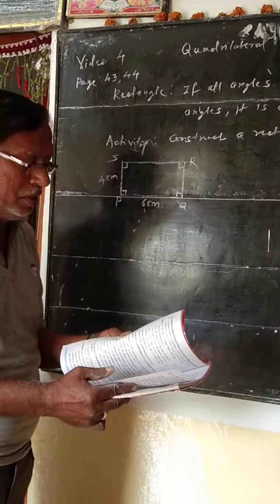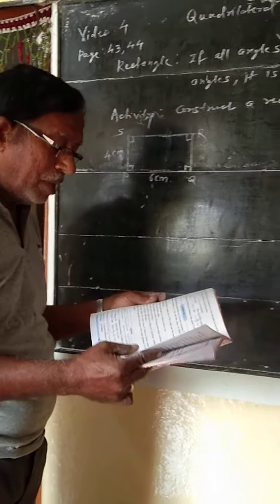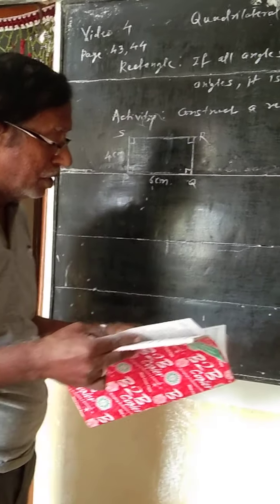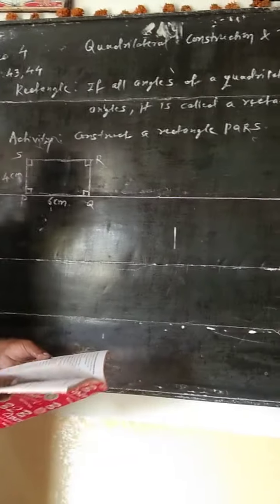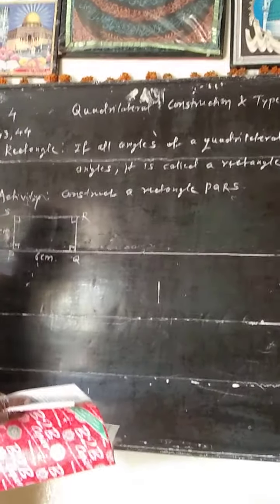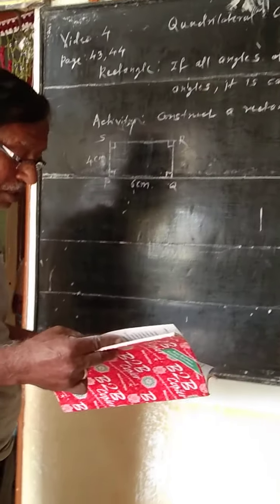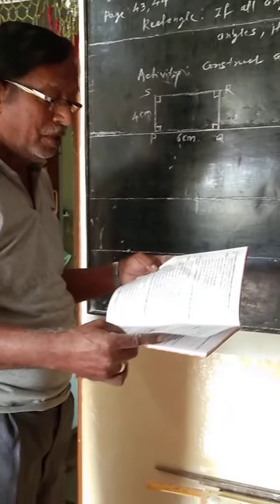Good morning, students. In the last period, we constructed quadrilaterals. Third construction: to construct a quadrilateral if two adjacent sides and any three angles are given. Similarly, fourth construction: to construct a quadrilateral when three sides and the two angles included by them are given.